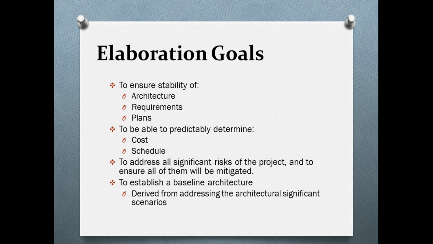Now, elaboration goals. To ensure stability of architecture and requirement planning. Okay, so these are the goals we have. We try to see how stable my architecture is. In the earlier phase, we were actually talking about the definition of it. We were just trying to define it, just trying to work it out. We cannot just stop doing things.